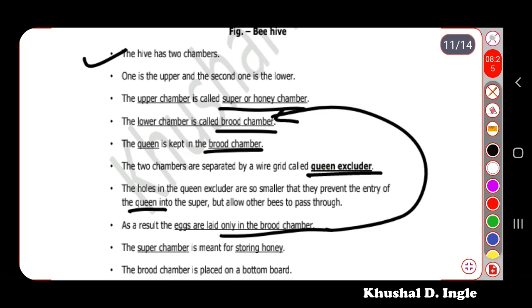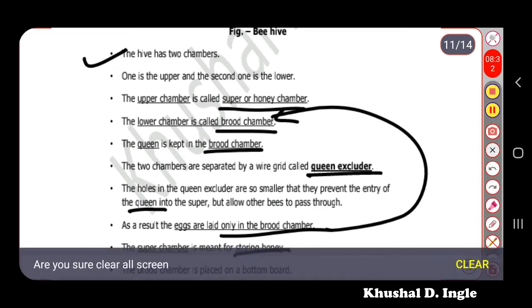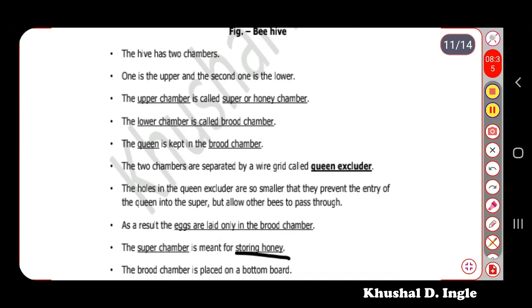Now the super chamber is meant for the storing of honey. This super chamber will only contain honey. Why? Because the workers make the wax, their nest which is made from wax, and the workers will store honey within those cells. But the queen will not lay her eggs within the super chamber.